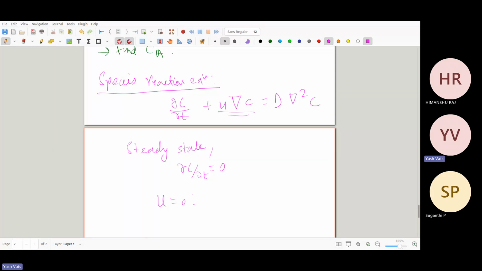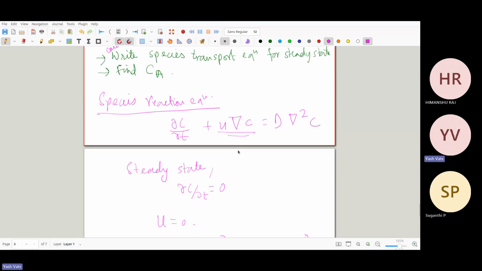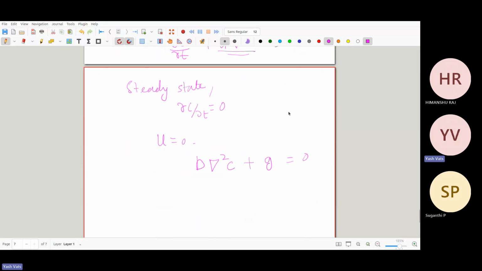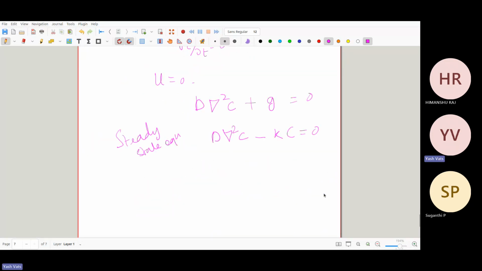So we just have this information, D gradient square C, but we have to add another term, the consumption. It is consumed at rate this, so minus K times C. So the steady state equation becomes D gradient square C minus K times C equals 0.